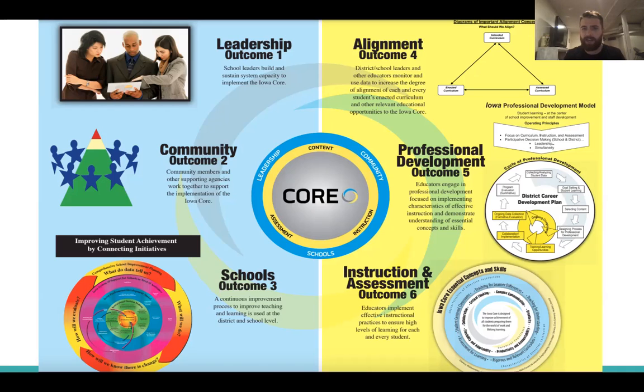So these are those 6 main outcomes that we're hoping to achieve with the Iowa Core: leadership, community, schools, alignment, professional development, and instruction and assessment.